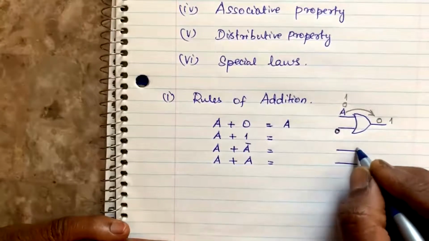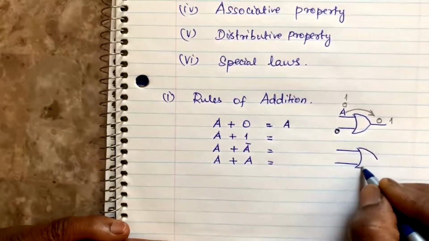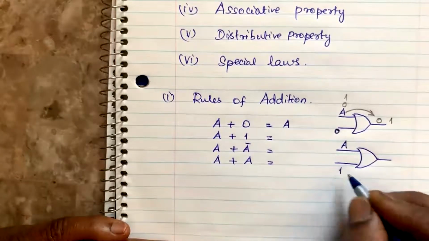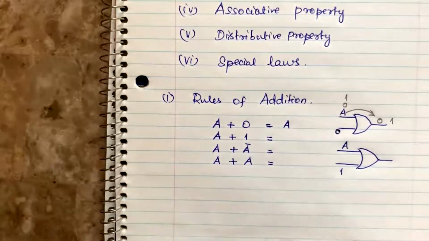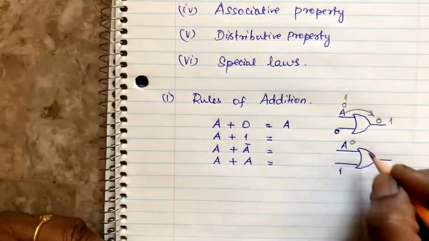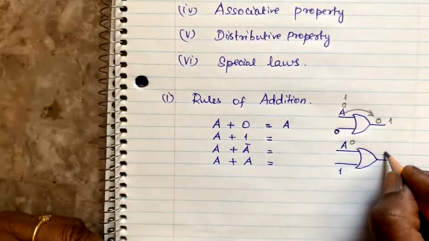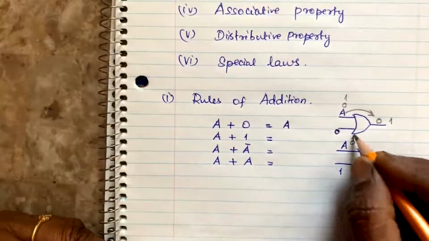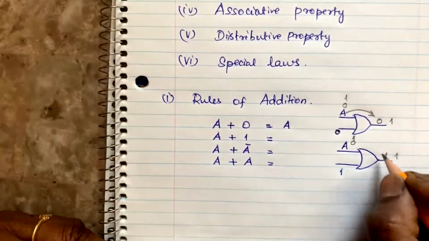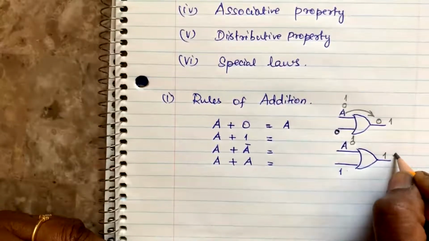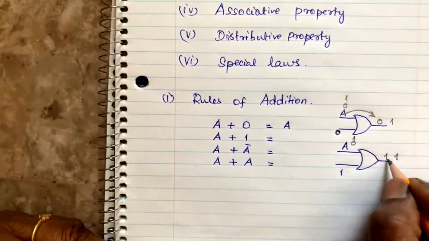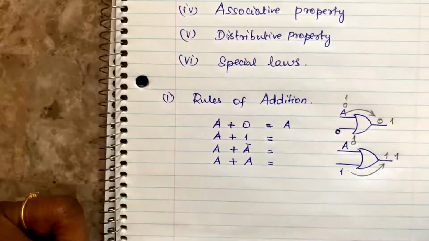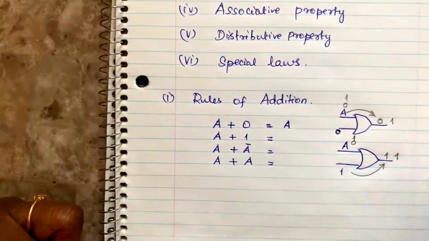A is one input, the other input is a 1. Again, send it through an OR gate, A, 1. Now, if A is a 0, 0 plus 1 is what? A 1. If A is a 1, 1 plus 1 is a 1. So the output is not following A here, but it is all the time 1. Okay, so A plus 1 is always 1.